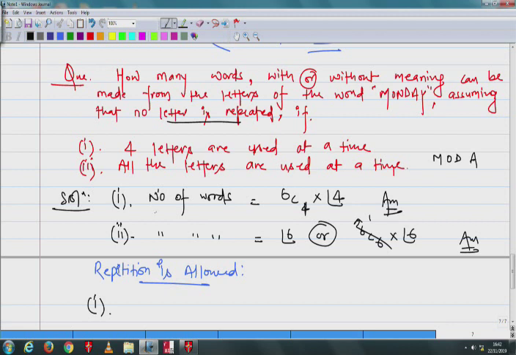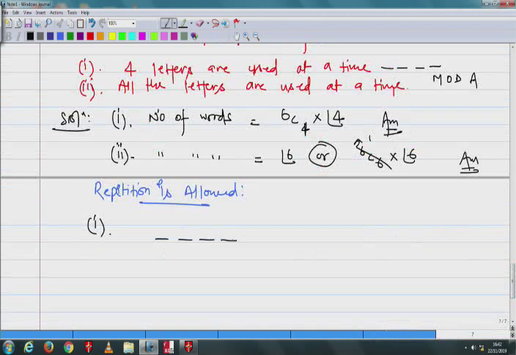If 4 letters are used at a time, what does that mean? That means it is simply 4-letter words, nothing else, right? So if there are a total of 4 spaces, in how many ways can you fill them? 6 ways, 6 ways, 6 ways, and again 6 ways. So what is the answer? 6 raised to power 4 is the correct answer. Is that clear?